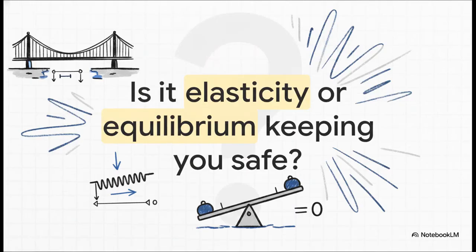So as we wrap up this explainer today, I want you to look around you with a fresh perspective. The next time you're driving across a massive suspension bridge, or even just sitting back in your office chair, ask yourself, is it the microelasticity of the materials inside or the macro balance of static equilibrium that's actually keeping you safe from falling? It's a fun puzzle to think about. And once you see the physics holding our world together, you can't unsee it.